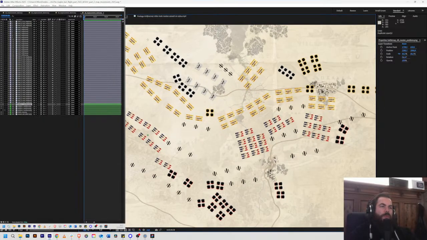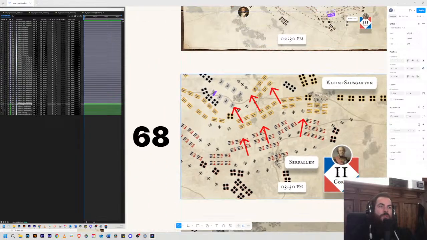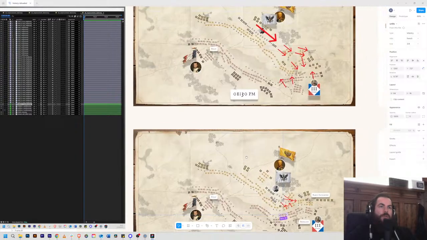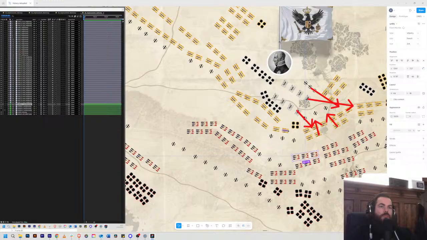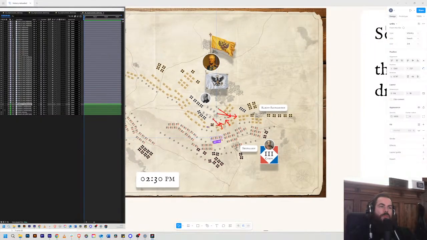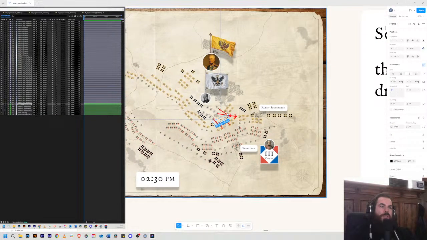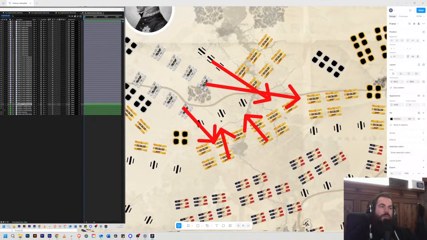Wait, there are no cannons on my base map. Why are there no cannons? Why are the cannons missing? Why are they in the wrong direction? They're shooting their own people.